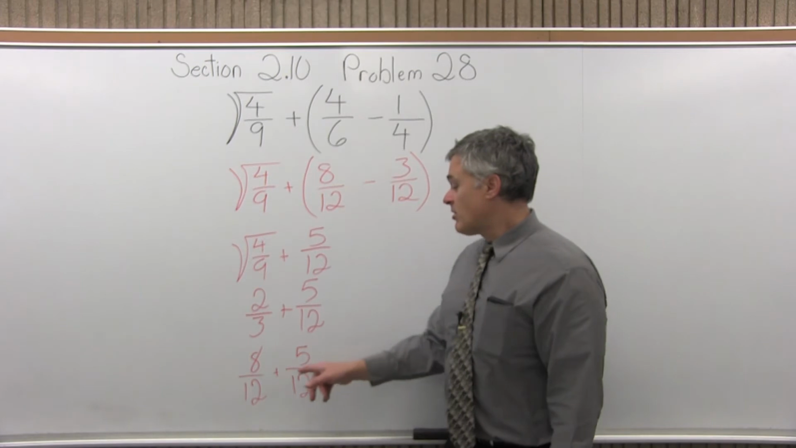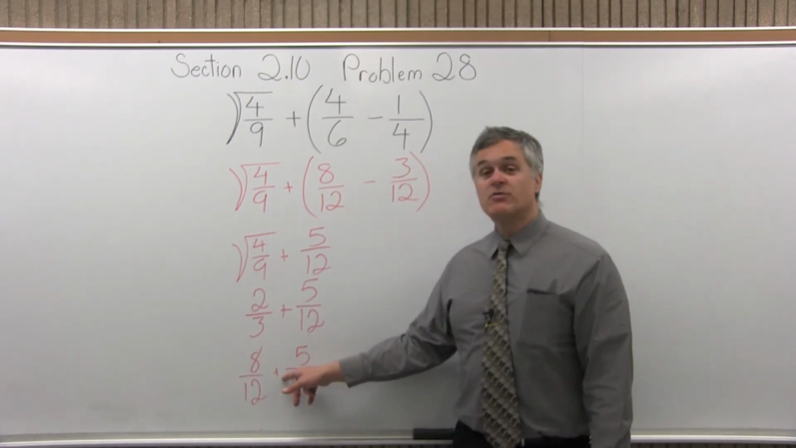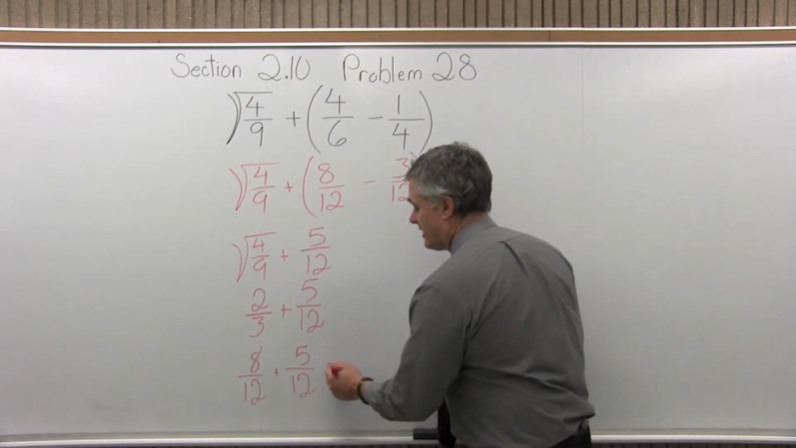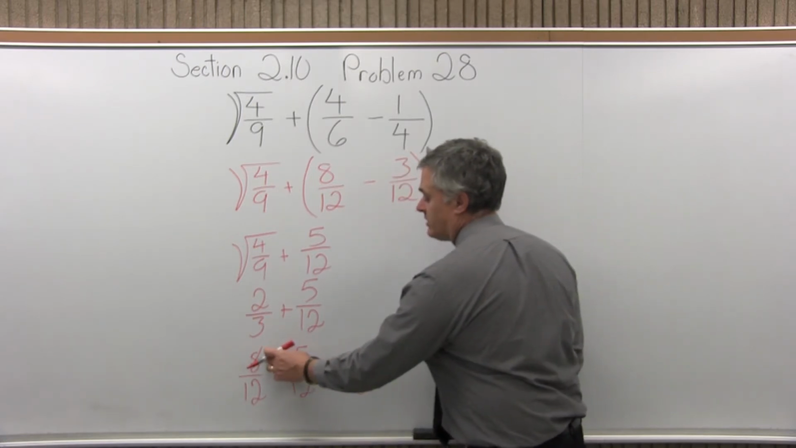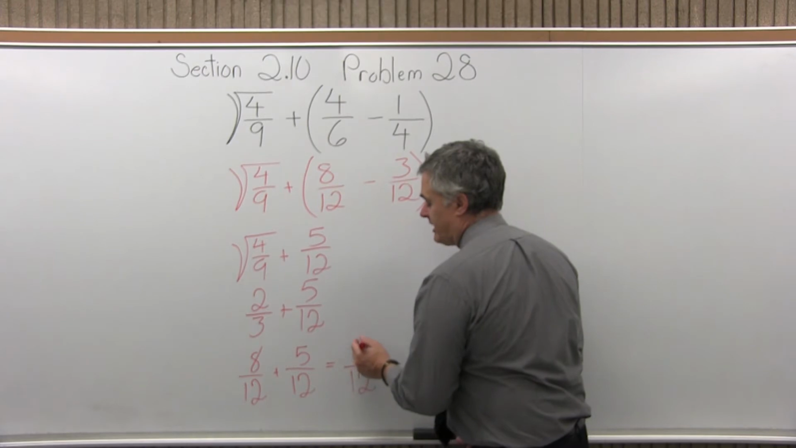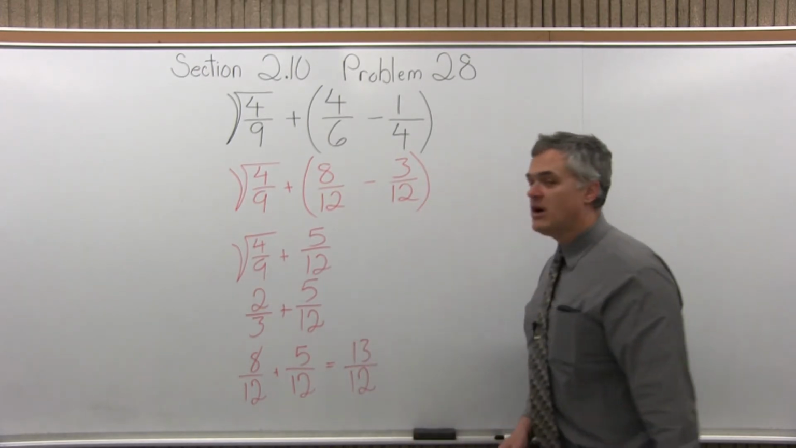Now to finish the problem off, I have 8 over 12 plus 5 over 12. So for an addition, I keep my common denominator. So the 12 will stay in the denominator. Combine the numerators. 8 plus 5 more is 13. So I have 13 over 12.